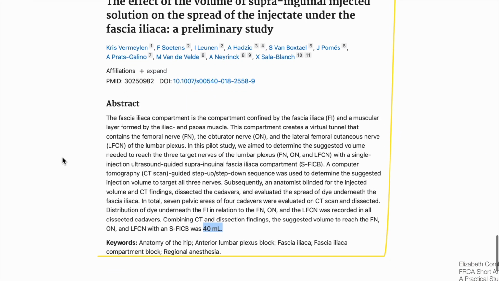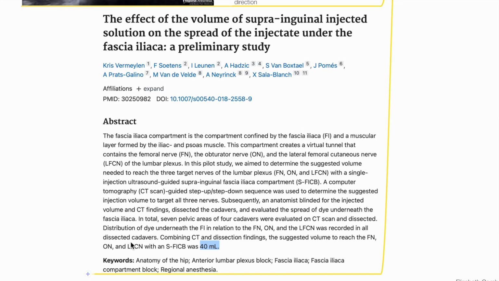Based on a study by Desmet et al., CT scan and dissection findings suggested that the volume to reach the femoral nerve, obturator nerve and LFCN with the suprainguinal fascia iliaca block was 40 mL.